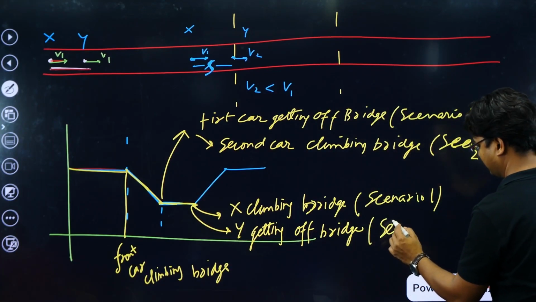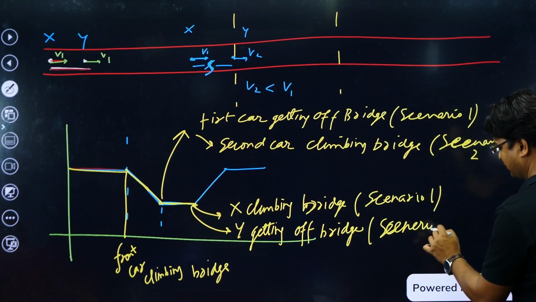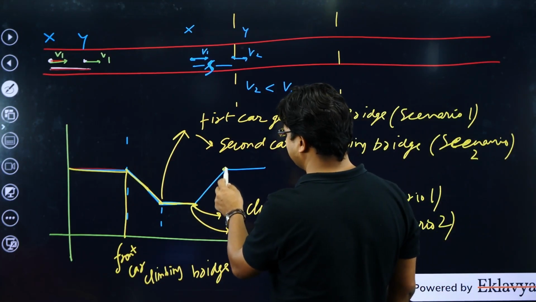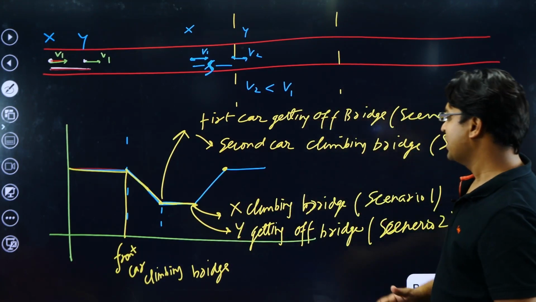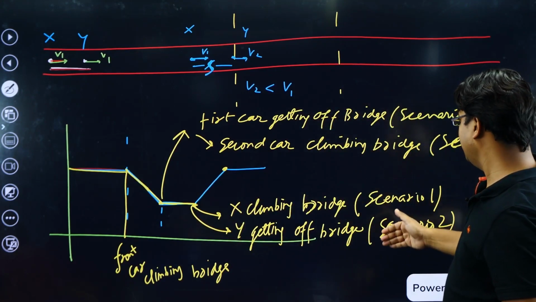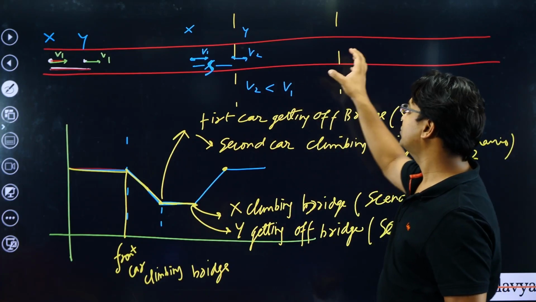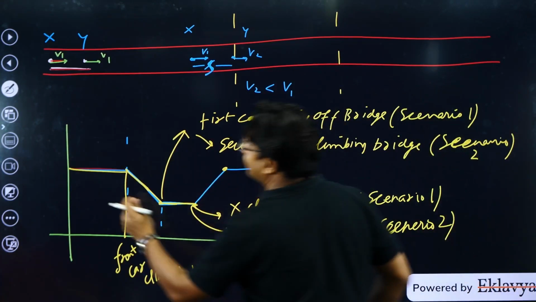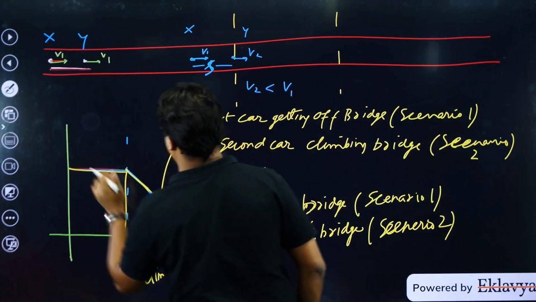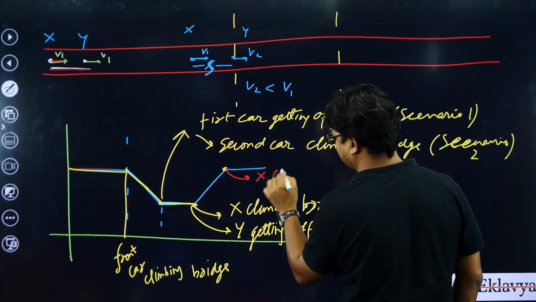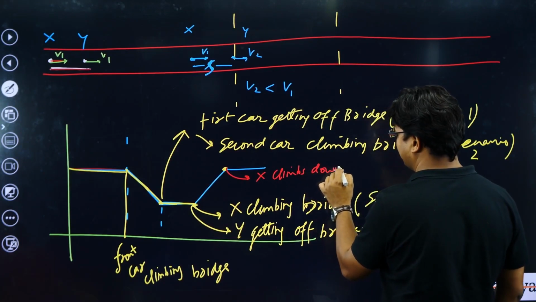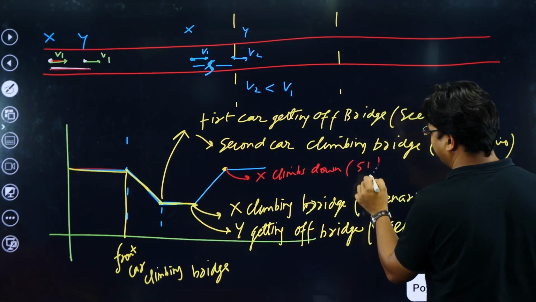This was scenario 2. Okay, and finally, what does this represent? In scenario 1, X climbed the bridge, so this is the final point. In this case, X climbs off. X climbs down, like it is coming off the bridge. So that is scene 1.